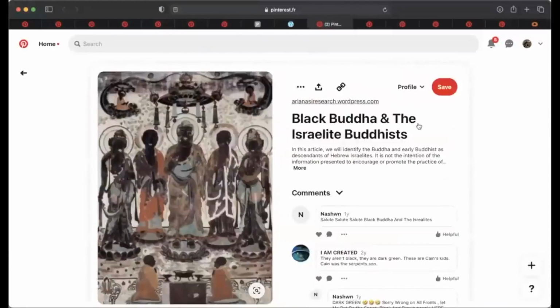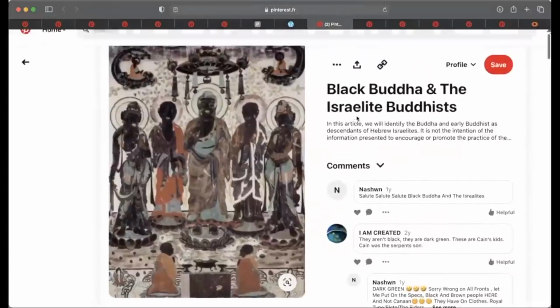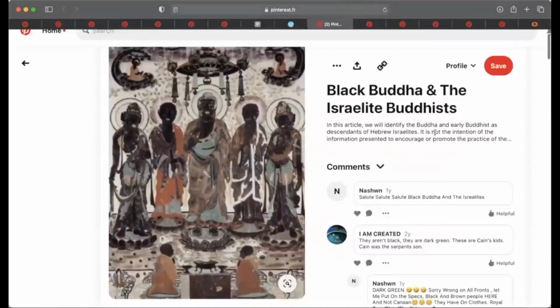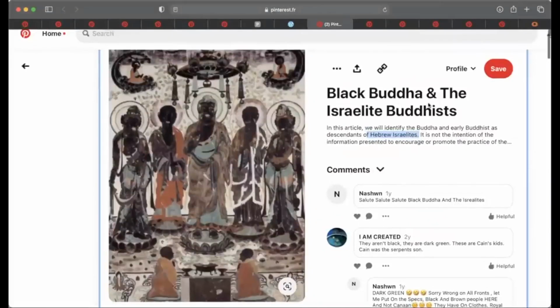Got some more here, Black Buddha and the Israelite Buddhists. It says, in this article, we will identify the Buddha and early Buddhists as descendants of the Hebrew Israelites. Uh-oh. Is that a future video? Who's the Buddha? Who's Quetzalcoatl? Who's Gautama? Who's Gautama Buddha? Who's Guatemala? What's Buddha's mom's name? Maya. Did you know that? Buddha's mom's name is Maya, and his first name is Guatemala.